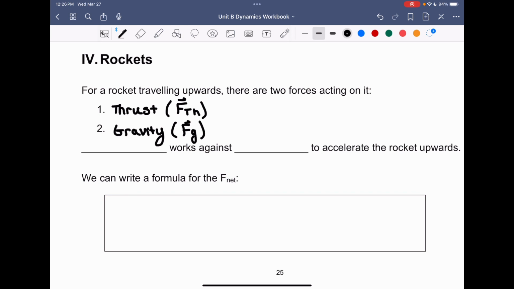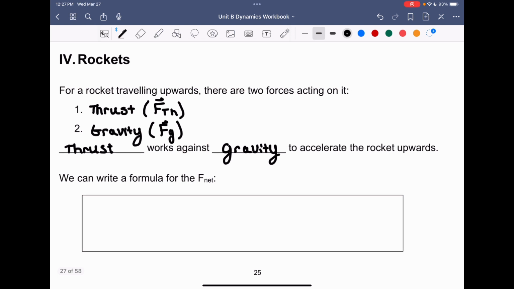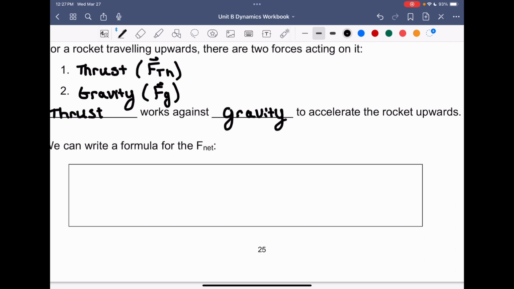Now, by definition, thrust must overcome or work against gravity in order to get the object into the air or into the sky. And so if there's not enough thrust and gravity is greater, the object doesn't get off the ground. If thrust is enough force to overcome gravity, then the object, or the rocket, accelerates upwards. And this is not going to look much different.